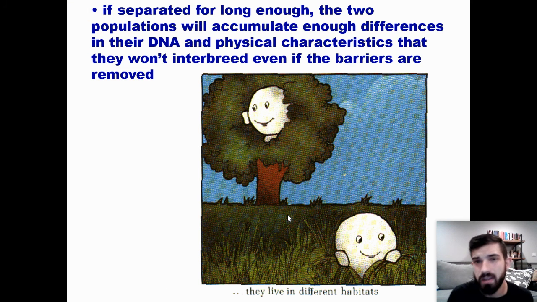So, if separated long enough, the two populations will accumulate enough differences in their DNA and physical characteristics that they won't breed together even if the barriers were removed, right? We're not going to breed with monkeys and apes. That'd be the equivalent of what this is talking about. Or dogs won't breed with wolves. They can, but they won't. So they're considered to be two different species.